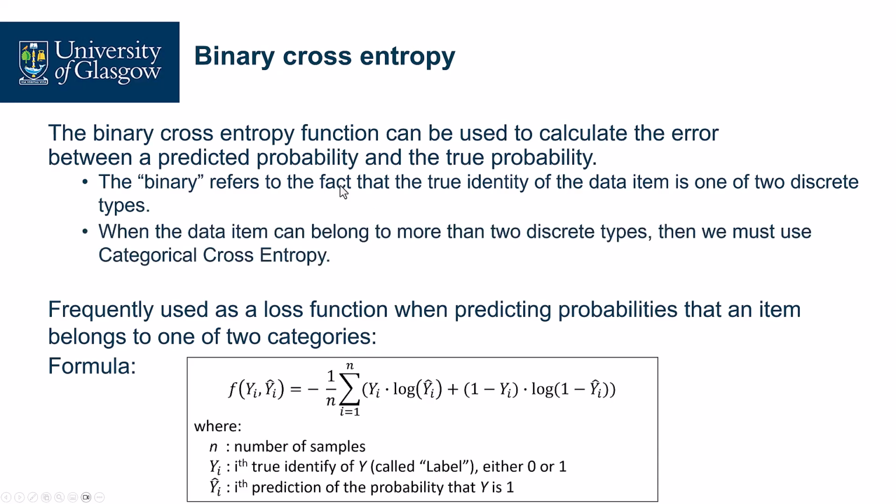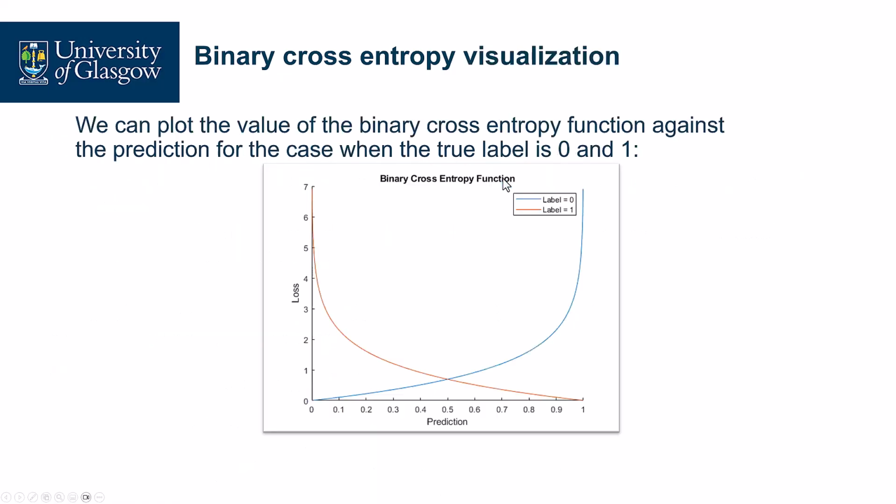And when the data items have more than two categories, not 0 and 1 but 3 or 4 categories, in this case, we need to use categorical cross-entropy. This will be covered in the third course of this specialization. So let's draw the binary cross-entropy to see what happens.